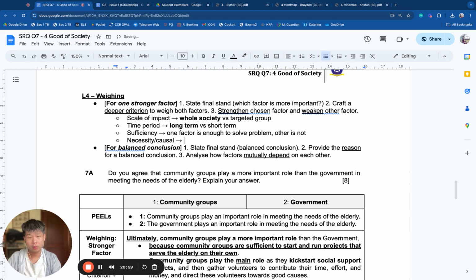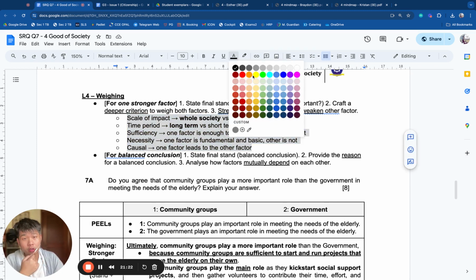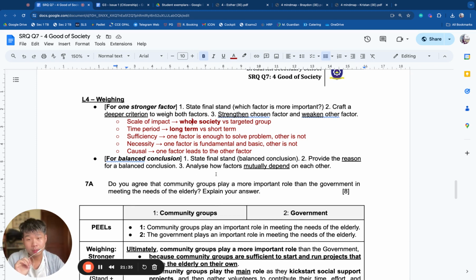Without it, you can't do anything. The other is not. Or it could be causal. One factor leads to the other factor. Okay, so these are sort of five handles by which you could approach the stronger factor way. You can write it at the side of your worksheet or on a post-it or on your textbook, because these are the handles that will bring you through all the essays for upper sec social studies to O levels.